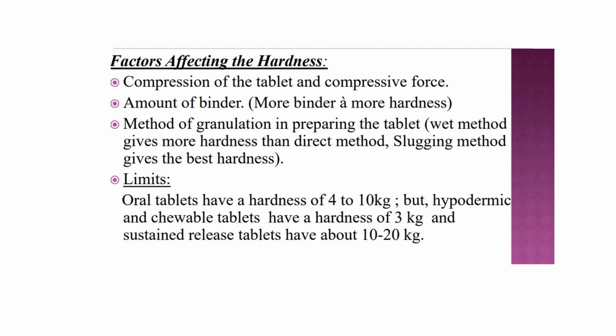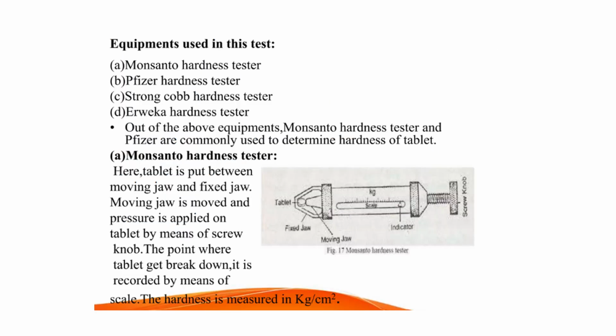Coming to the limits, oral tablets usually have a hardness in the range of 4 to 10, or we can say 3 to 6 also, 10 kg per centimeter square. Chewable tablets, 3 kg per centimeter square. Sustained release tablets may have up to 10 to 20 kilogram per centimeter square. The equipment used for this purpose includes Monsanto, Pfizer, Smallcorp, and Erweka. Out of these four, Monsanto and Pfizer are commonly used to determine the hardness of tablets.